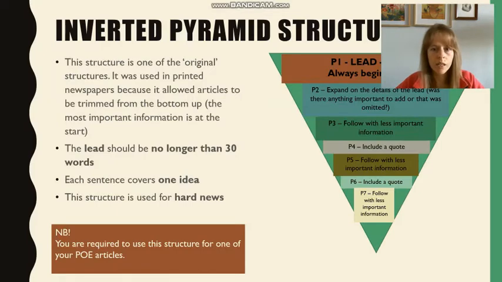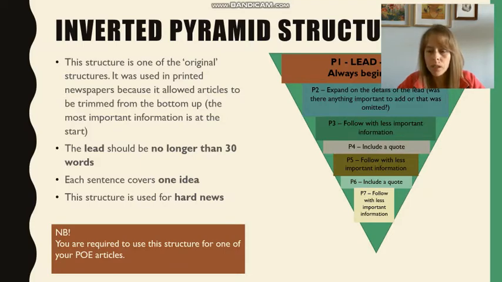Alrighty, so the first thing that we're going to look at is the inverted pyramid structure. So I say there that this structure is one of the original structures. It was used in printed newspapers because it allowed articles to be trimmed from the bottom up. So if you have a look on the right hand side there, the inverted triangle that I've got there, you'll see that at the top I say that you always begin with the lead, and that's always the most important information that the article is going to tell the audience.